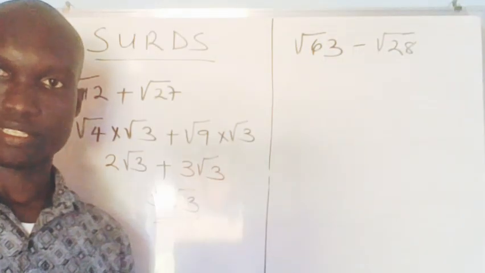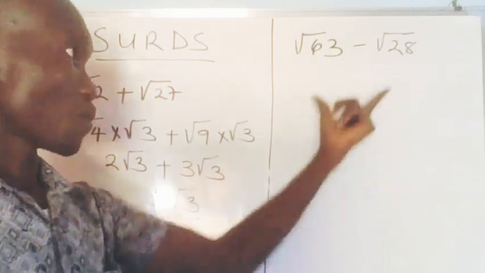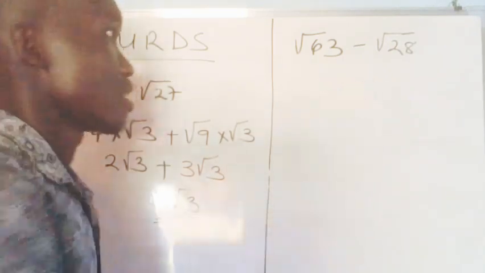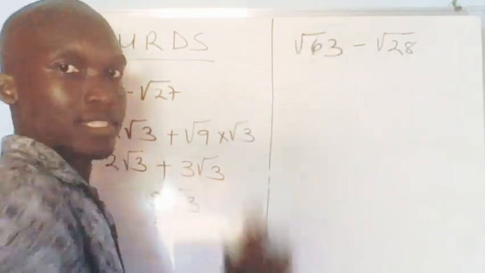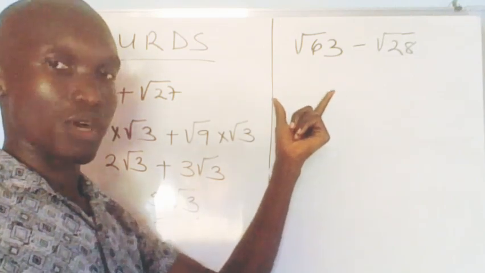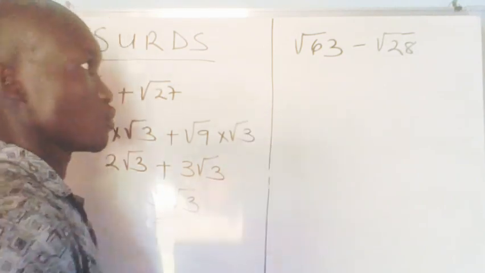Now let's look at how we can subtract surds. We are given numbers here, let's subtract them. Let's come up with two numbers from 63, with one whose square root we can find.